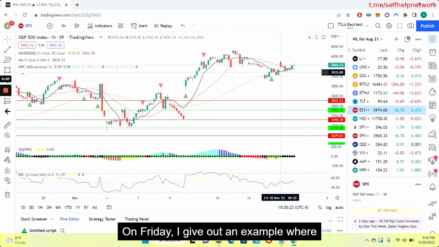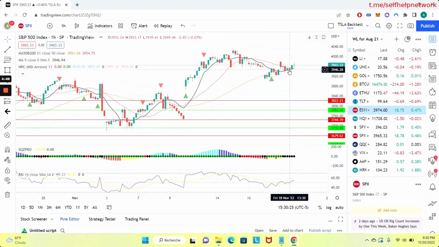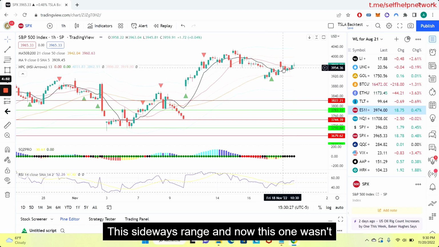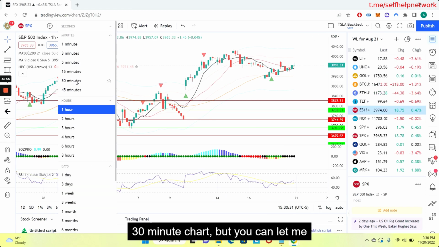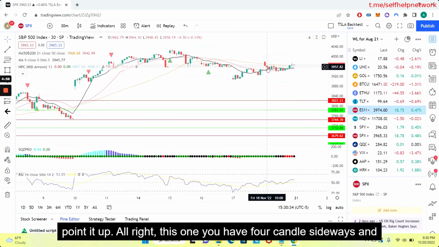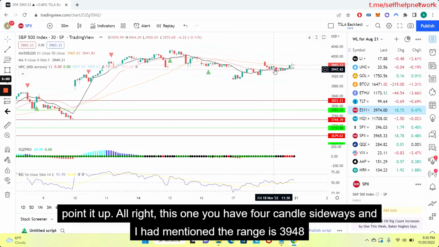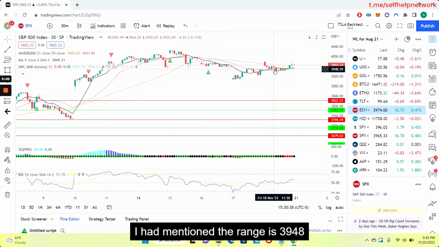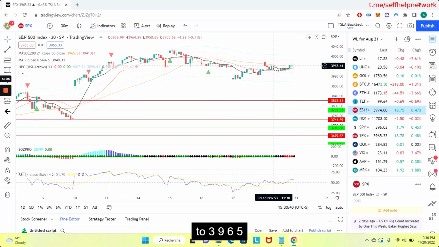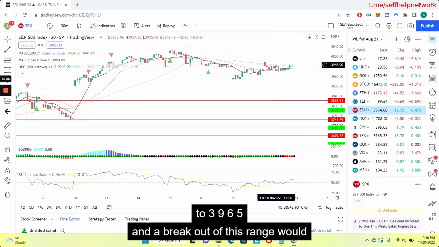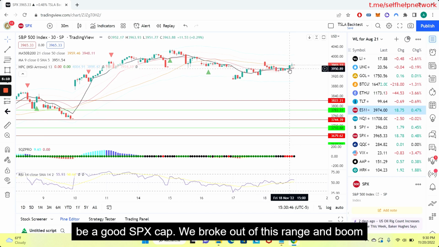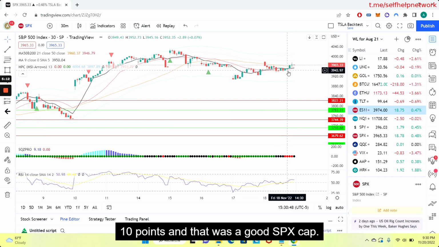On Friday, I gave out an example where we had this sideways range, and this one was on the 30-minute chart, but let me point it out. You have 4 candles sideways, and I had mentioned the range is 3948 to 3965, and a breakout of this range would be a good SPX scalp. We broke out of this range and boom, 10 points, and that was a good SPX scalp.